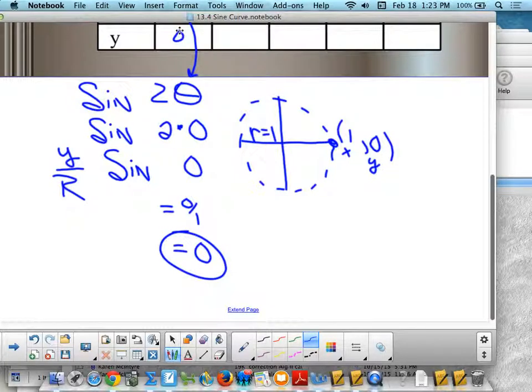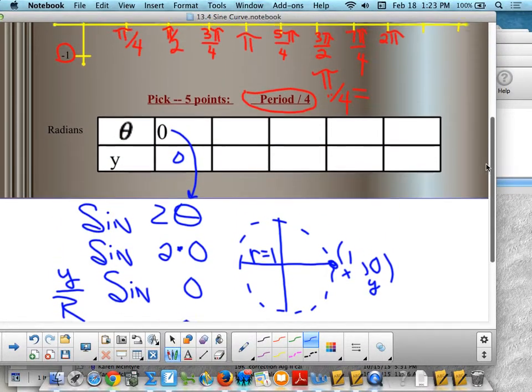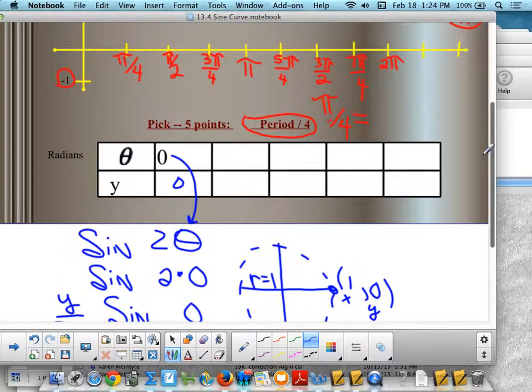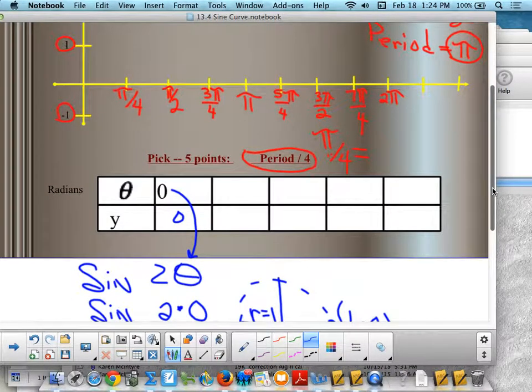Okay, now, here's the deal. I don't want to do that every time. Do you? No. So here's what we're going to do. We're going up the graph. And I told you yesterday, if you start putting numbers in for theta, and we're counting by 1/4, right? Isn't this what we just said?